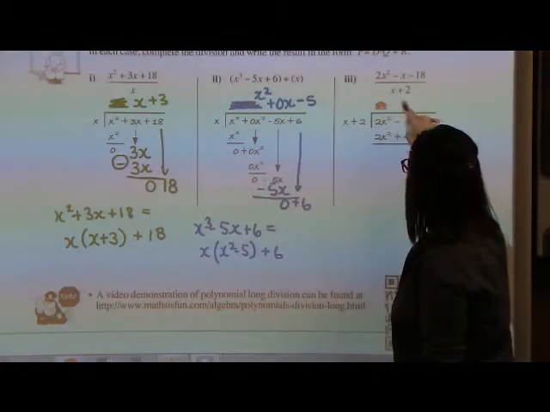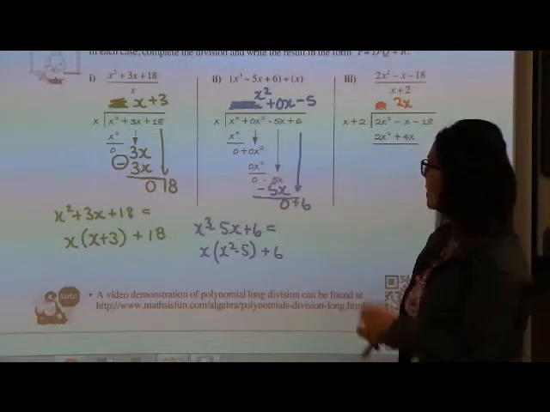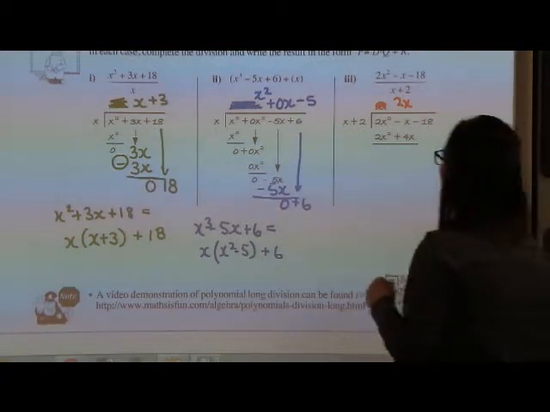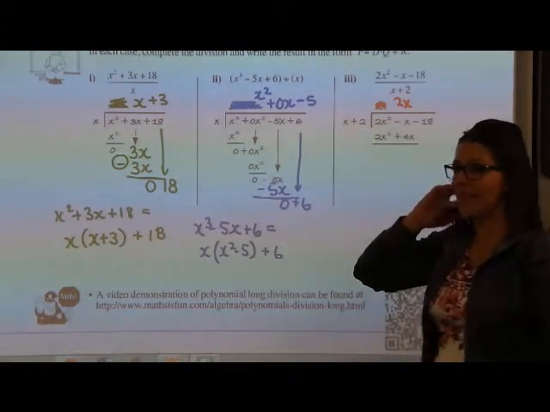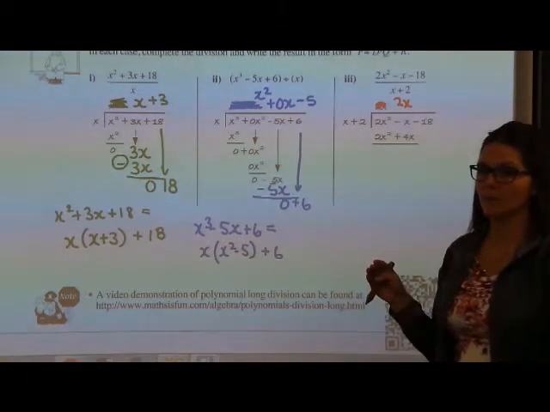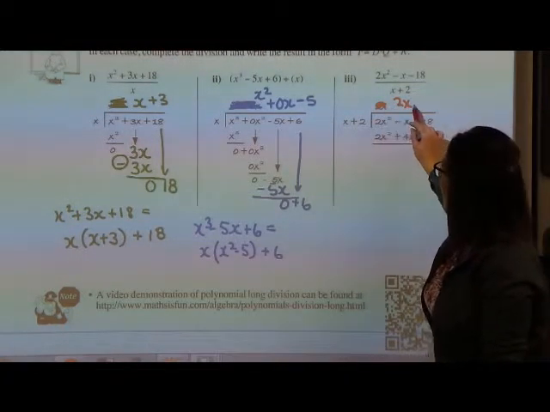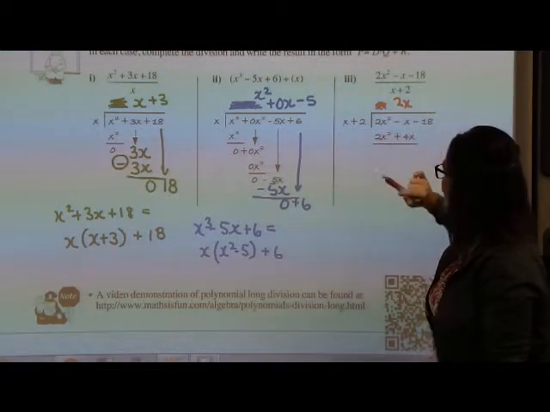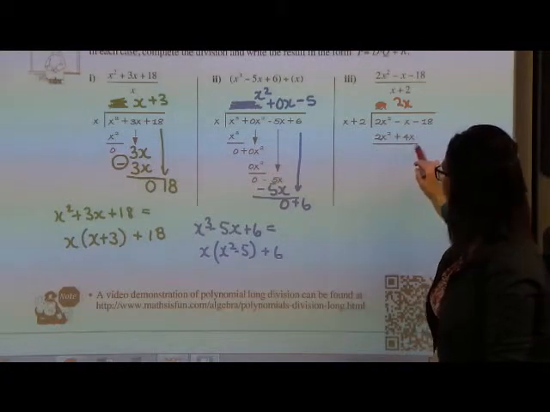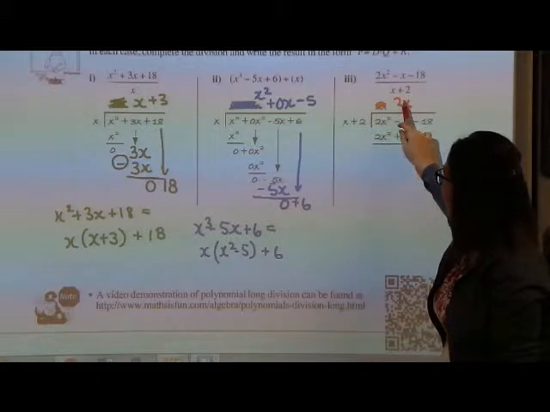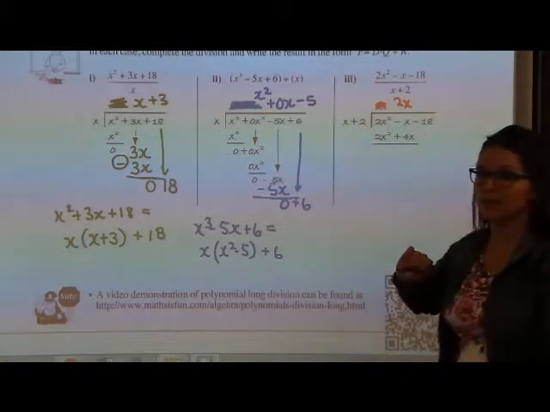again, I'm going to move this 2x so that it lines up with the negative x. So this one's a bit different because now I have a binomial. Okay? So if you look at the process, they have this 2x here, and then they got the 2x squared plus 4x. They get that by multiplying each term by 2x.